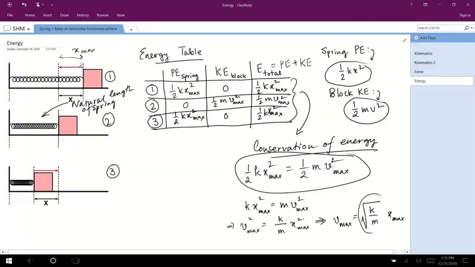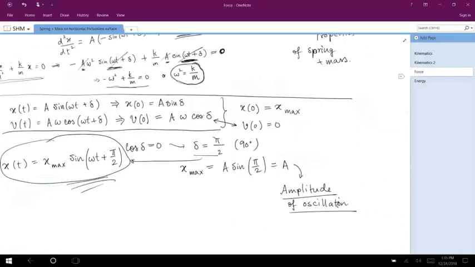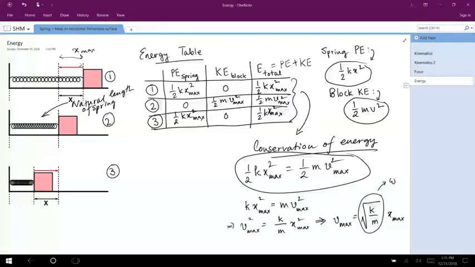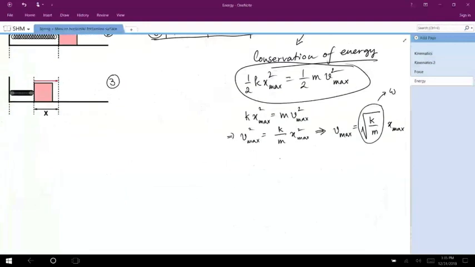Now remember, this quantity, square root of K over m, that's just omega. We can see that by going back to our old force expressions. We found that omega squared is K over m, which also tells us that omega is equal to square root of K over m. Okay, so since omega is square root of K over m, that tells us that the maximum speed V max is equal to omega times x max.